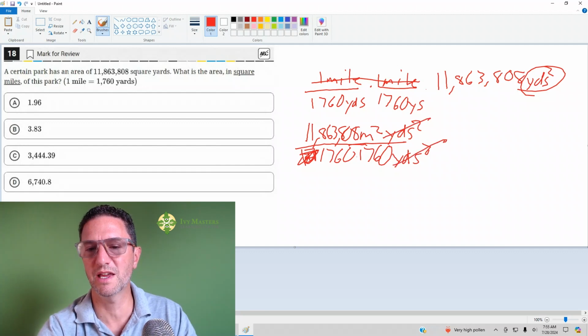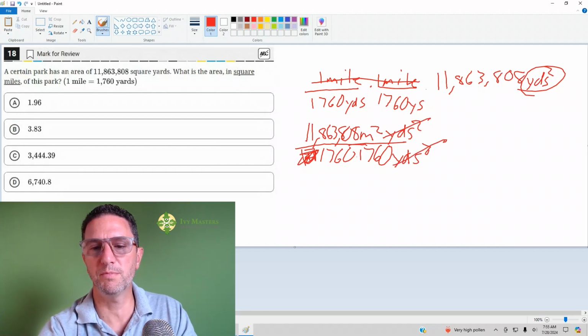The yards squared cancel. So what are you left with? You're left with miles squared on top. And then you're multiplying 1760 by 1760 down below.